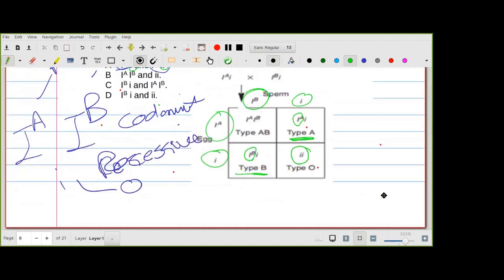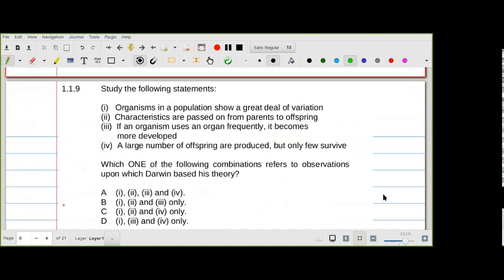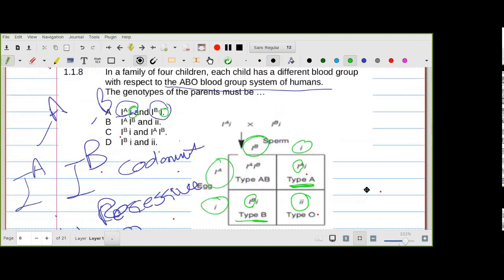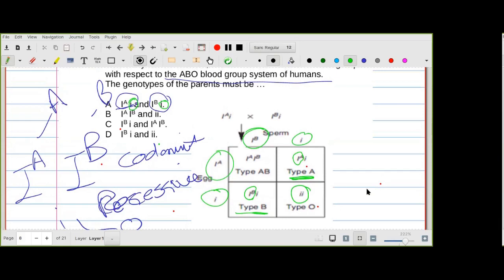So if the parents don't understand why this is happening, they might think to themselves, where has my hubby or where has my wife been? But now we know that that can happen, because just because they're not a specific blood group doesn't mean that they don't have that blood group in their genotype.